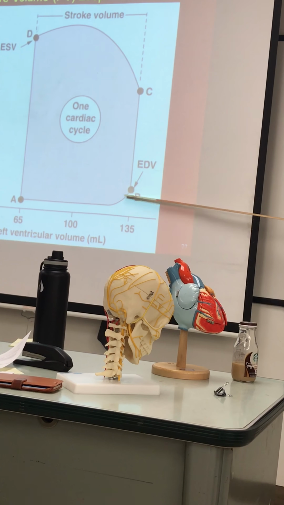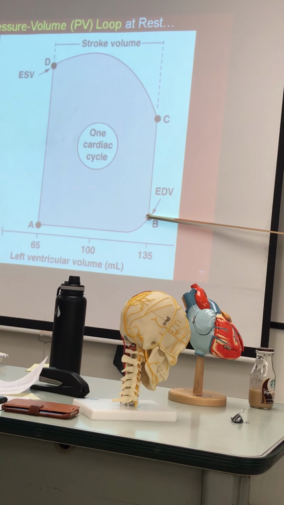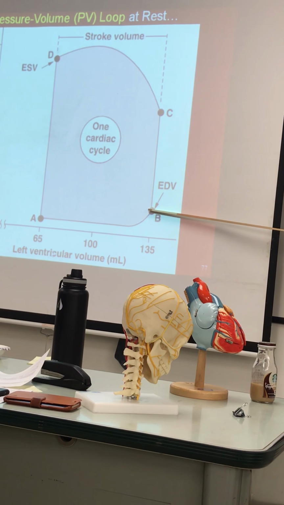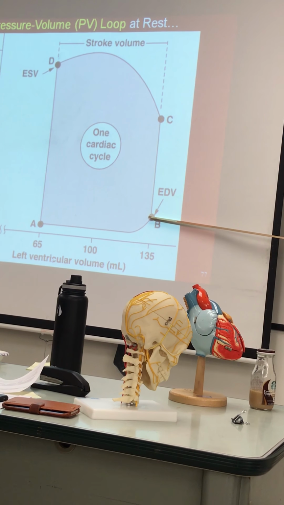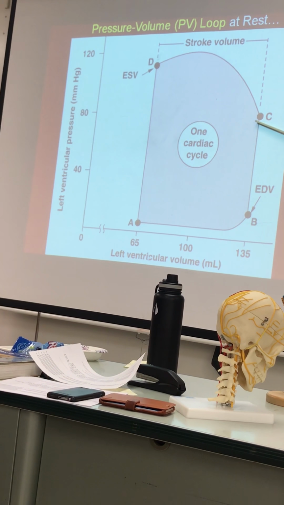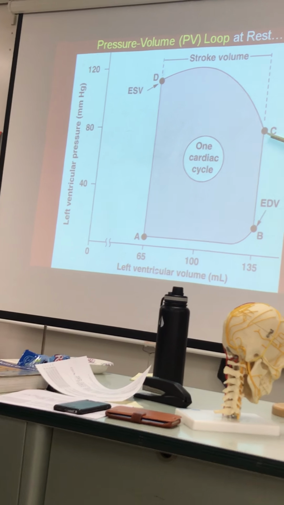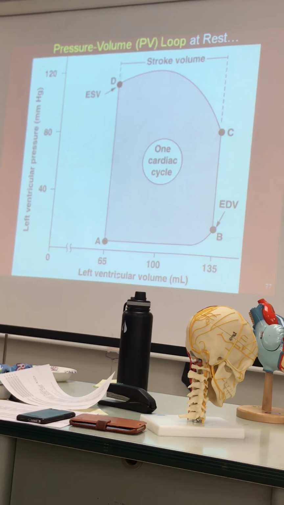What happens at point B? AV valve closes. So is the semilunar valve open or closed at this time? Right, so they're all closed. So we see pressure go up, but no change in volume. Must be isovolumetric contraction phase.